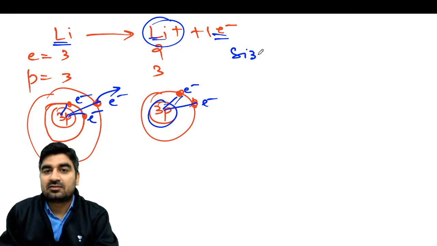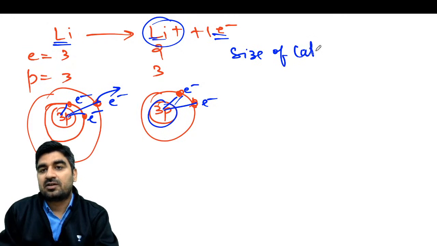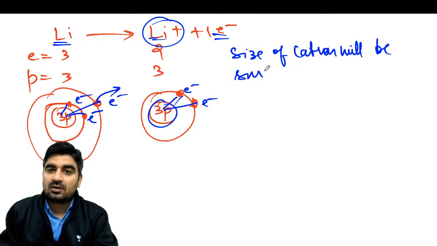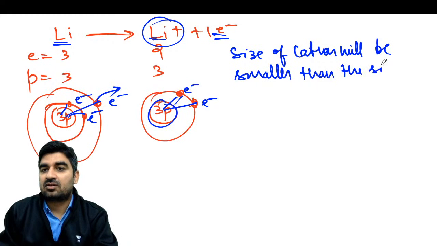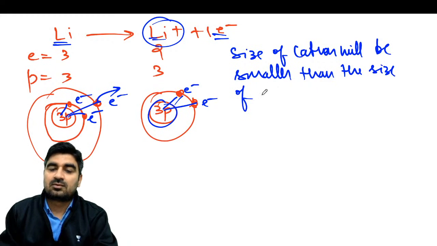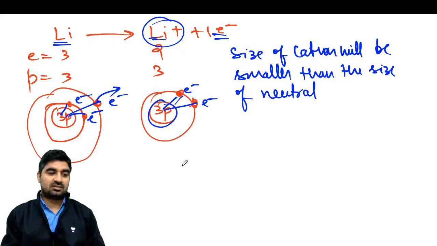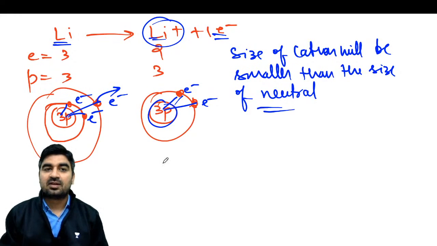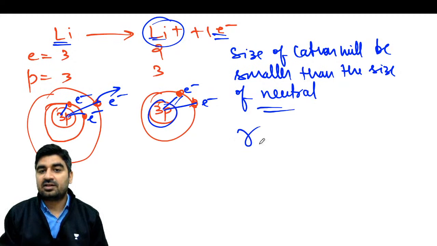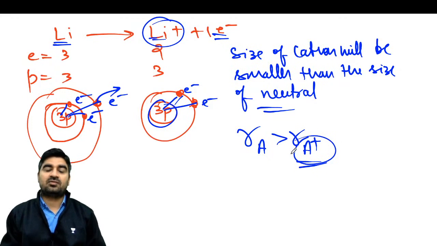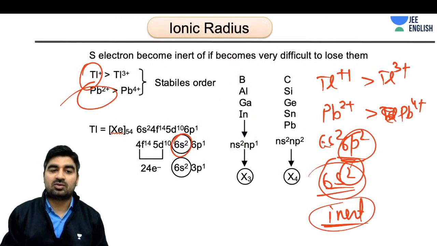Size of cation will be smaller than the size of neutral atom. Got it? And now you know the reason. So I can say in general, radius of A will be greater than radius of A plus. Size of cation will always be smaller. So why will it be smaller? Now you know the reason.